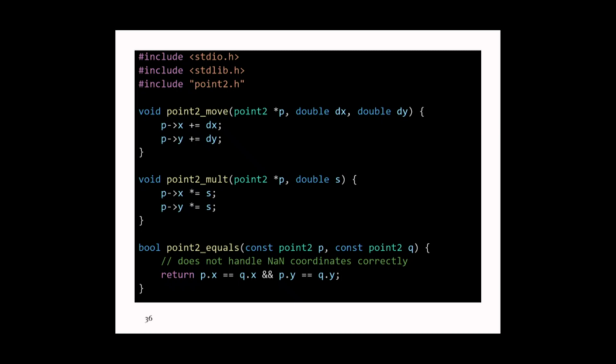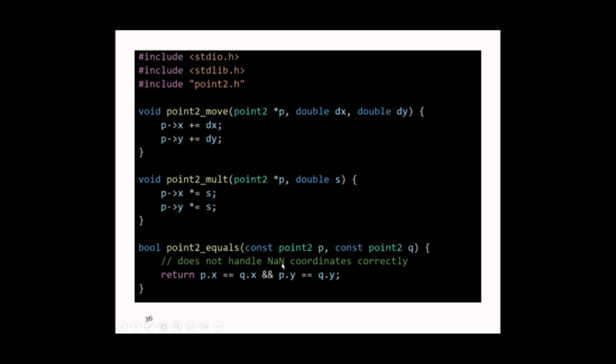Okay, so now you define your functions. I want to move the point p by dx and dy, so I want to add dx to px, and I want to add dy to py. Now remember, p is a pointer, so I can dereference and access the member using the arrow operator. So p arrow x plus equals dx just adds dx to the x coordinate of p. p arrow y plus equals dy just adds dy to the y coordinate of p. Multiplication is similar. I'm just going to multiply px and py by s.